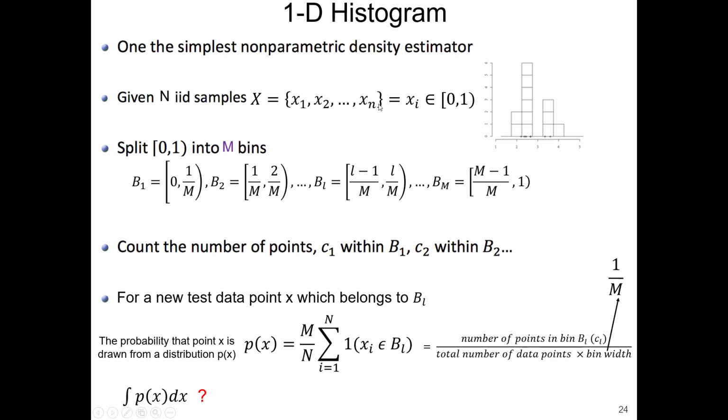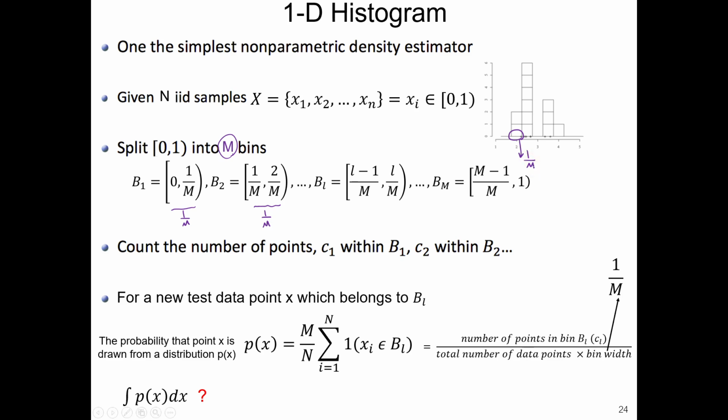I have n of those data points, and I'm going to create m bins. These are the number of bins. If I have m bins, what's going to be the bin width then? What is the bin width here? Upper bound minus lower bound, what is that value? How about here? 1 over n, so the bin width is 1 over n.